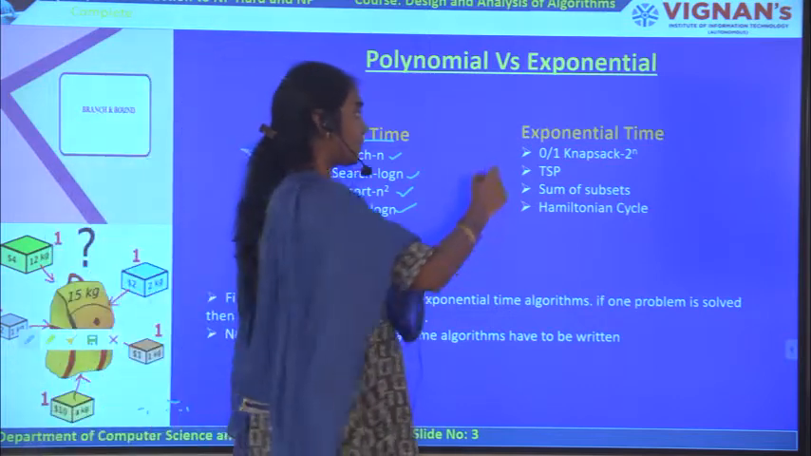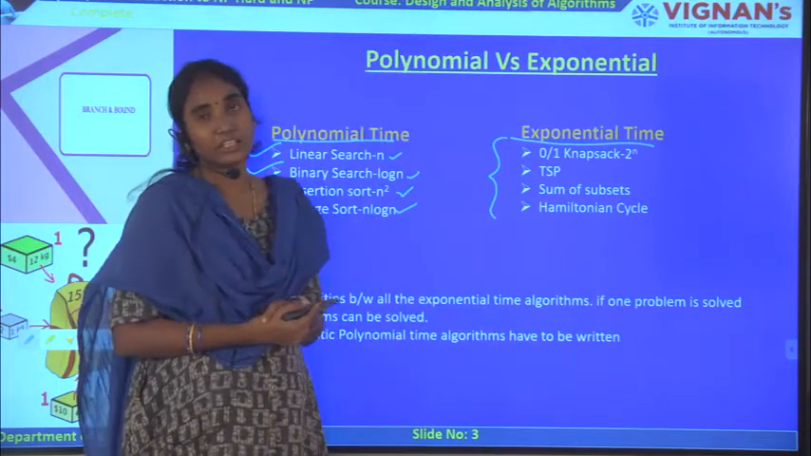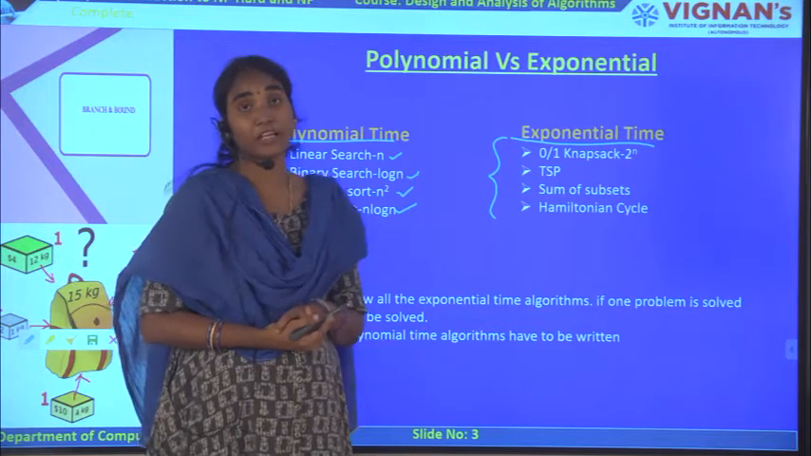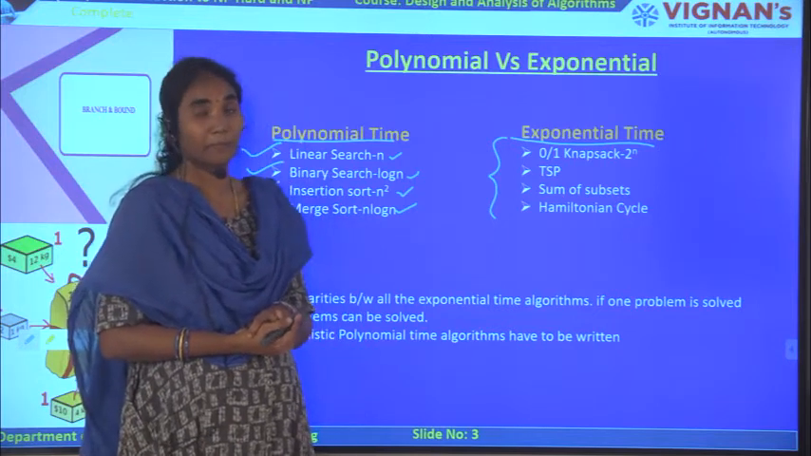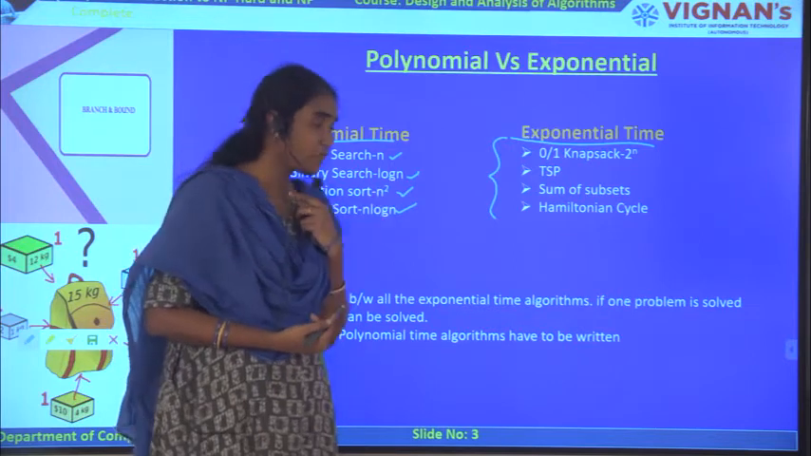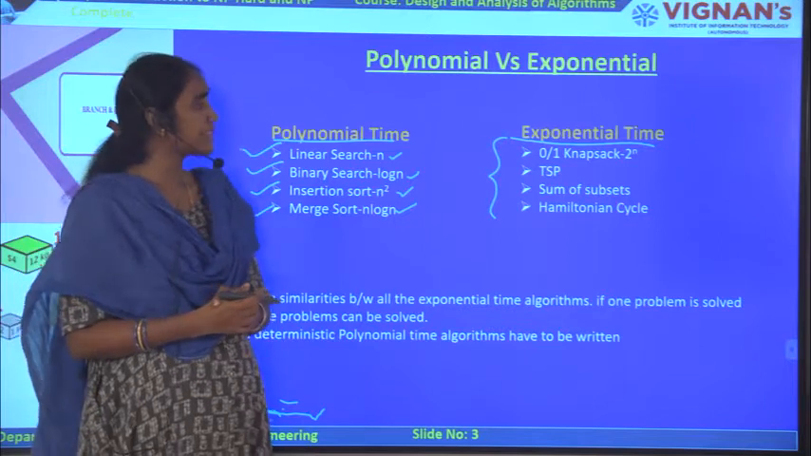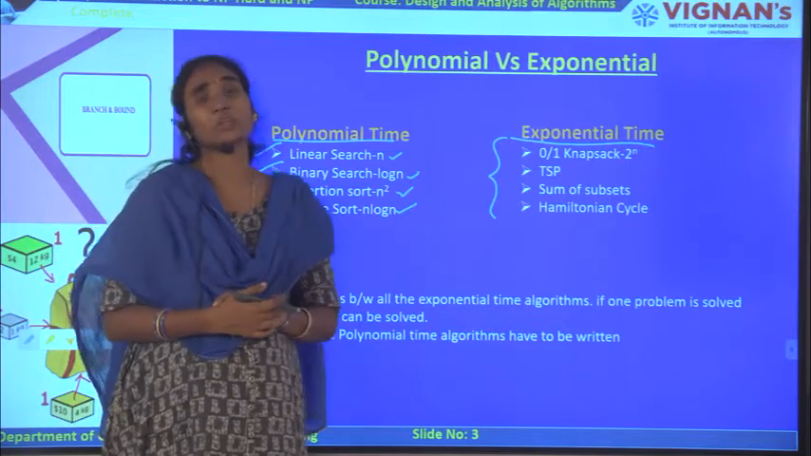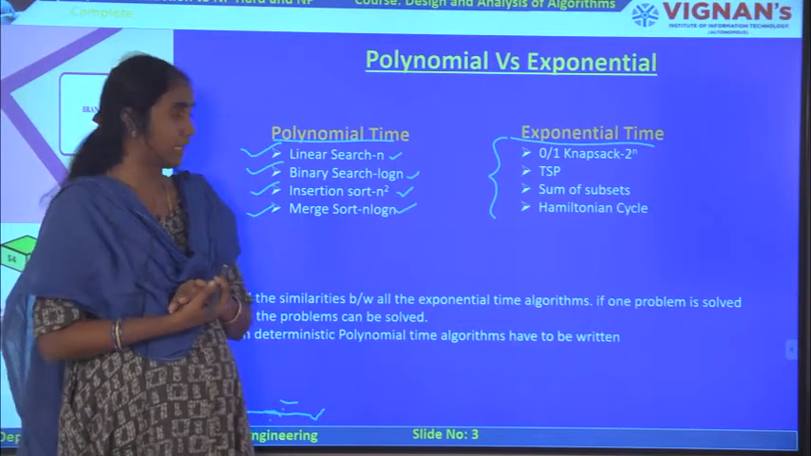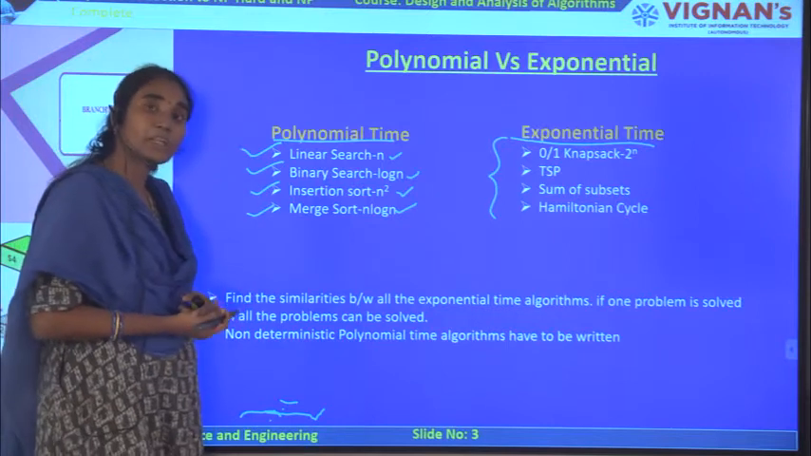And coming to exponential time, these are the algorithms which we have learnt even as part of our course: 0/1 knapsack, which requires 2 power n time, right? And traveling salesperson problem, sum of subsets, Hamiltonian cycle, graph coloring. All these algorithms require approximately 2 power n time. So all these are exponential time taking algorithms, and the earlier ones are polynomial time taking algorithms.